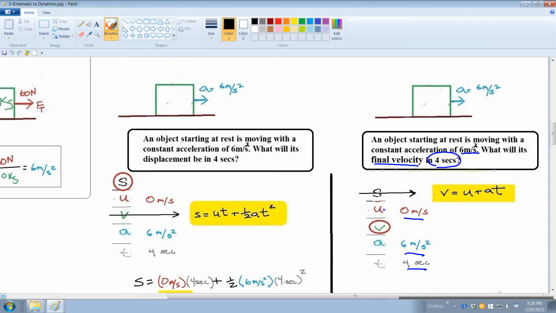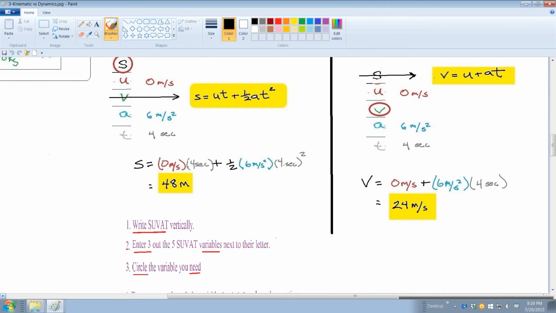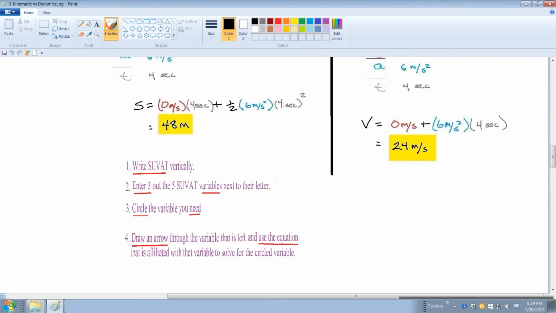This time we fill in the information, which is exactly the same information. Step 3 now is we're interested in final velocity, so we're going to circle final velocity. And then we draw our line through the parameter S, which is left. The equation that's affiliated with S is this equation, and we fill in the information. So we put in A, we fill in T, and we put in U and solve for V. And when we do that, we find that the velocity in 4 seconds will be 24 meters per second.